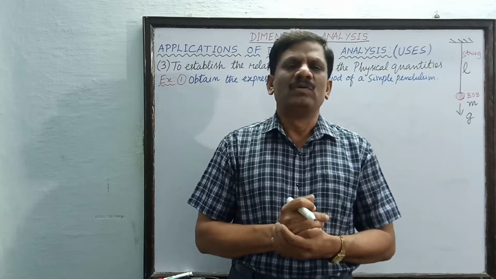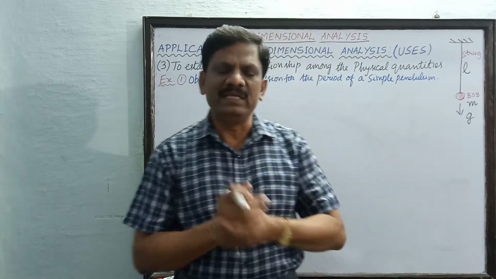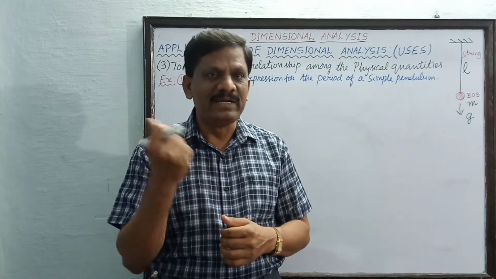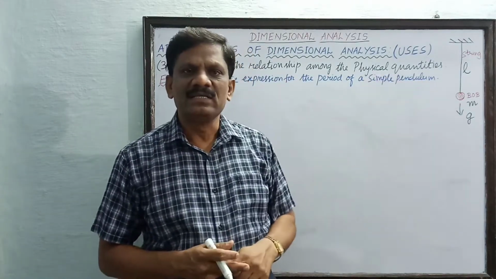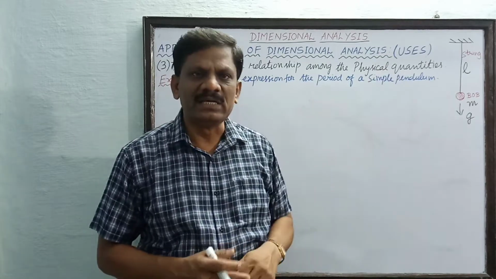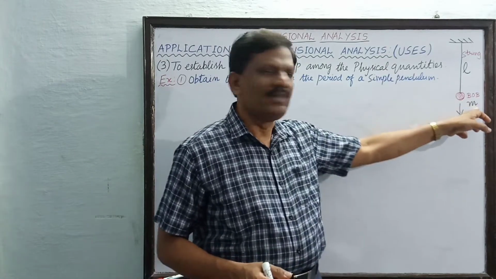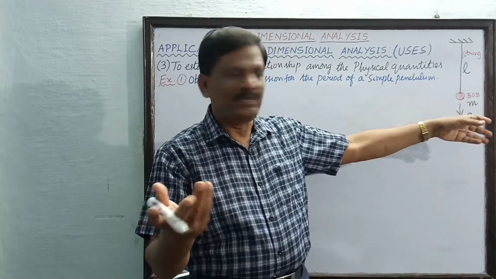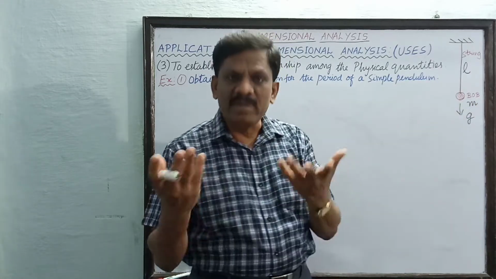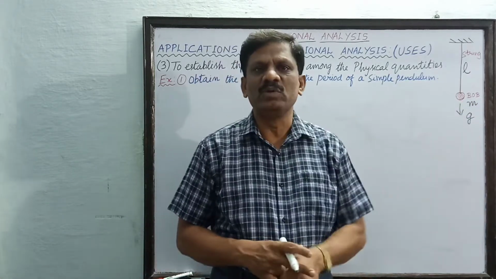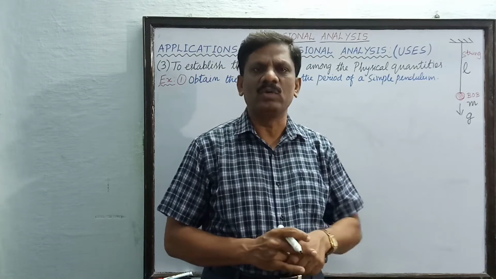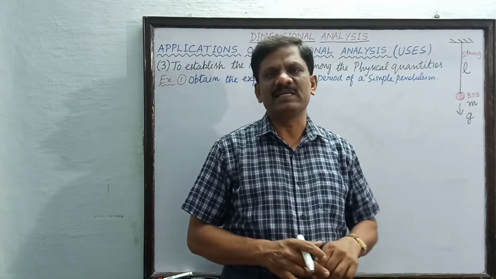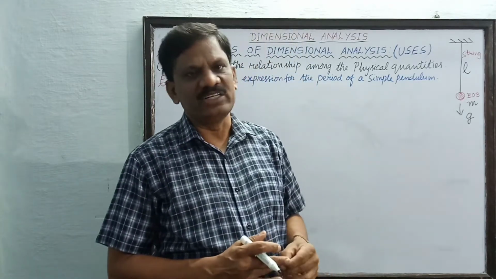So the period of oscillation, capital T, may depend on what factors? What are all the factors available here? It may depend on the mass of the pendulum. It may depend upon the length of the pendulum. It may also depend on the acceleration due to gravity. Whether it is true or not, I don't know. But by the method of dimensions, I can find out the exact relationship.